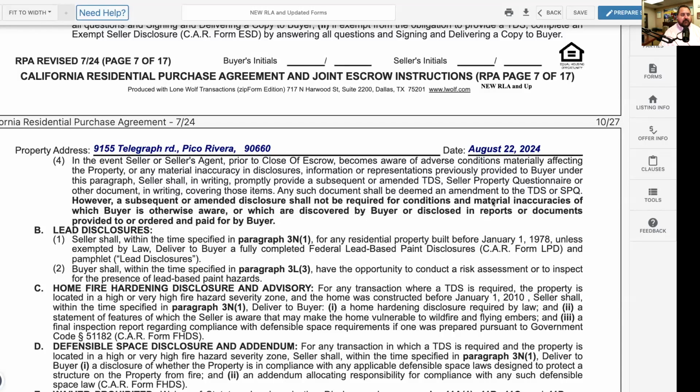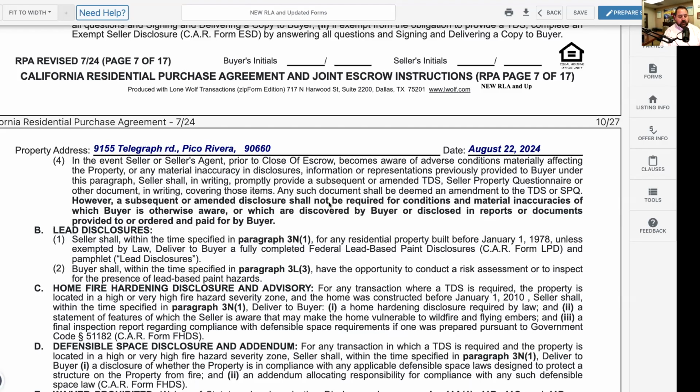Any such document shall be deemed an amendment to. So this is now saying if I amend disclosures, the time periods that go along with the disclosures are back into effect, right? So for us, looking at TDS, SPQ, or ESDs, they don't need to be amended based on something that we find out because of a buyer's inspection.